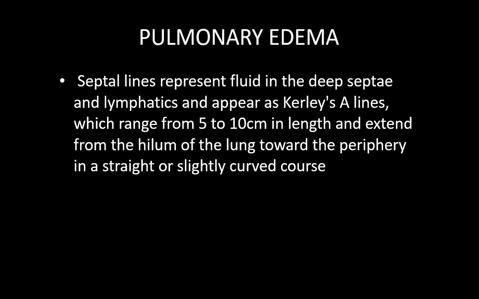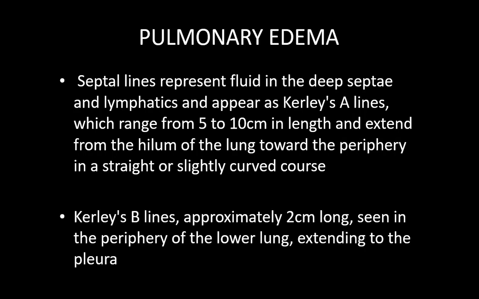And you all know about Kerley A lines and Kerley B lines. They represent interstitial edema. Kerley A lines range from 5 to 10 centimeters and extend from the hilum of the lung to the periphery. Whereas Kerley B lines are relatively small in size, 2 centimeters, seen in the periphery and extending to the pleura. There are Kerley C lines also, which are multiple small septal lines seen throughout the lung cavity.